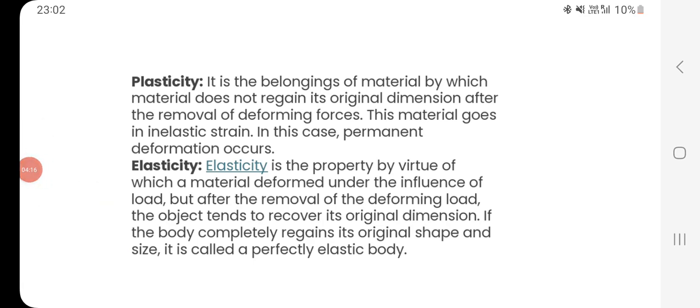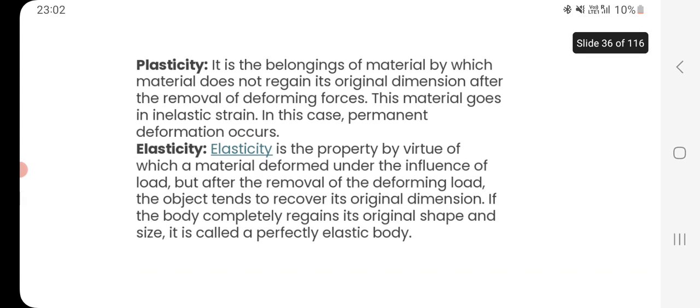Now, plasticity. It is the property of a material by which the material does not regain its original dimension after the removal of the deforming forces. This material goes into plastic strain. In this case, permanent deformation occurs.